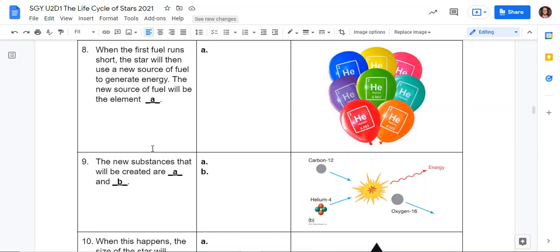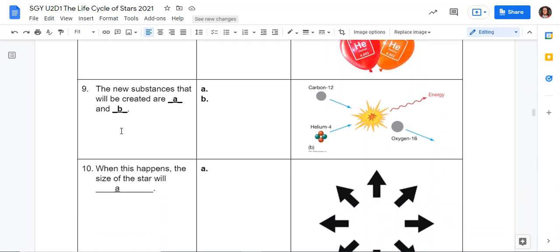Number 8, when the first fuel runs short in the core of a star, the star will then use a new source of fuel to generate energy. The new source of fuel, once the hydrogen is burned out, remember that's the first element on the periodic table, the next source of fuel will be helium. So our sun is currently burning hydrogen in its core. Eventually it will begin to burn the helium.